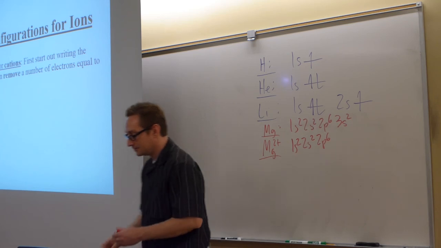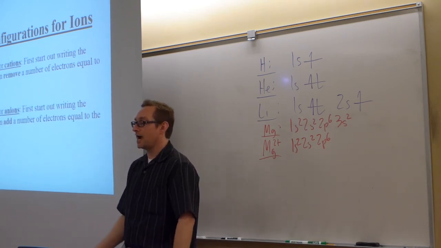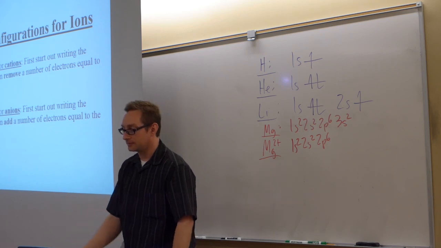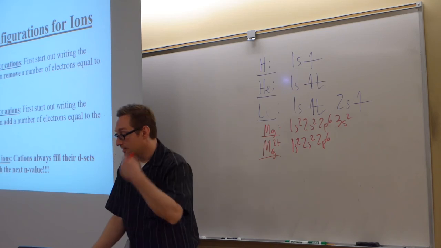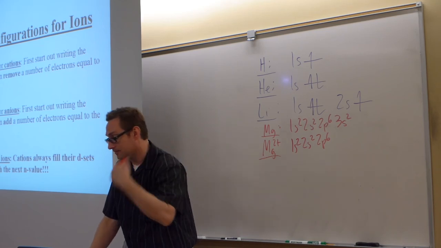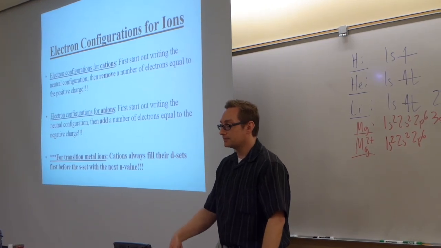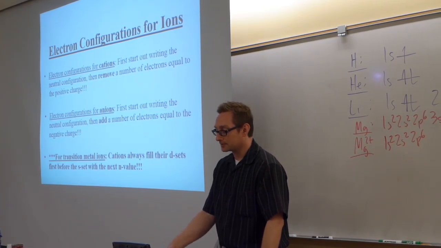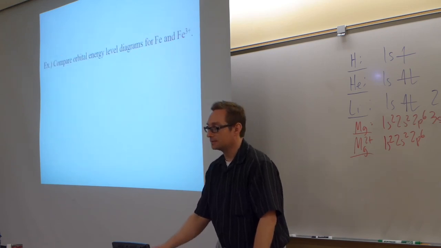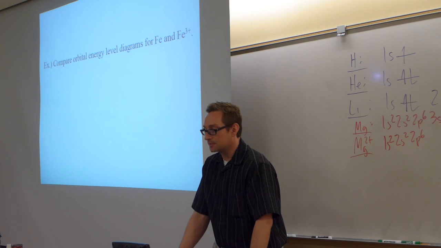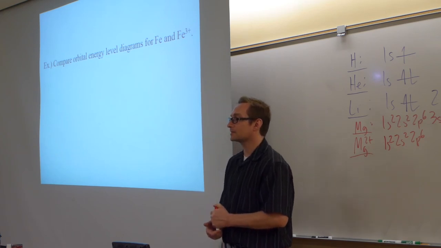Okay. For anions, it's the opposite. If there's a negative charge, you add that many electrons to the neutral configuration. All right. Now here's a new one for you. For transition metal ions, cations always empty their S set before their D set, the S set with the higher N value. Let's do an example to illustrate that. So example, compare the orbital energy level diagrams for Fe versus Fe3+.